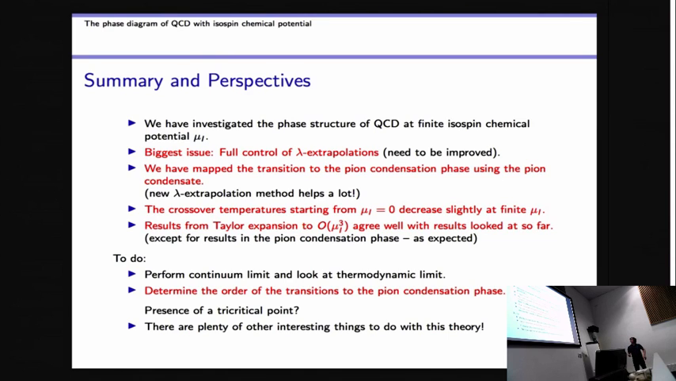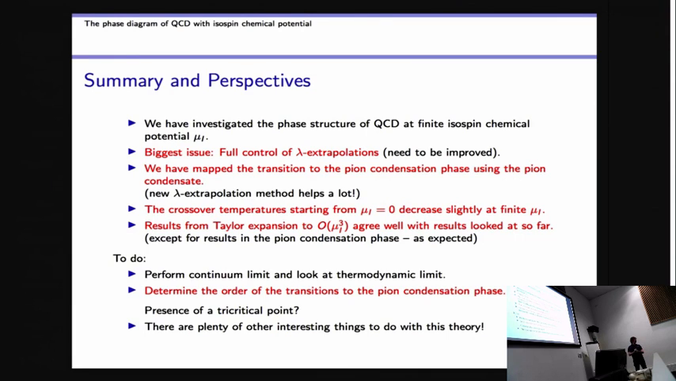Right? So we have mapped out the transition to the pion condensation phase using the pion condensate, and this new lambda extrapolation method helps a lot in really identifying that. We have also investigated the crossover temperatures and found basically almost no curvature at all. It's a very mild dependence on μi. And we have compared our results to Taylor expansion, and they agree well to the order of μi cubed.